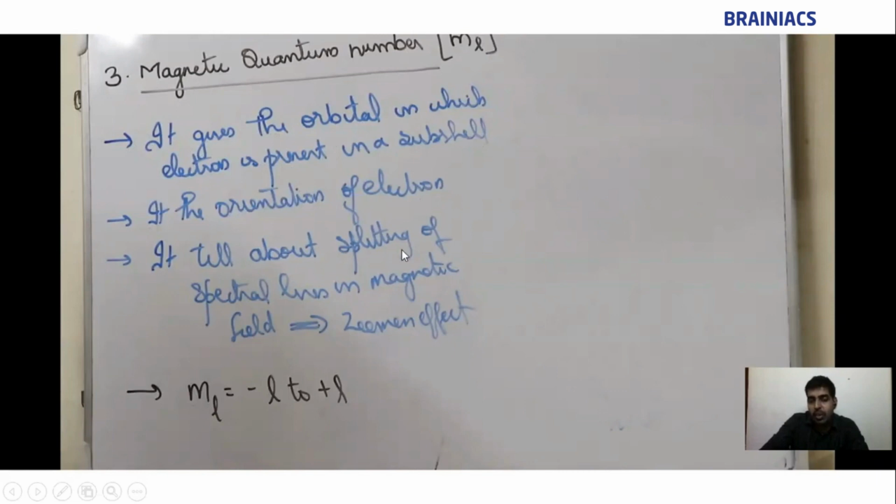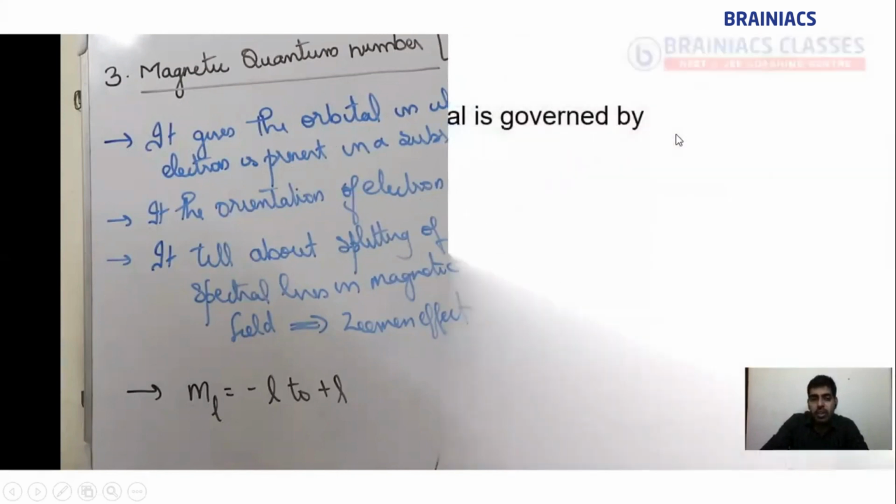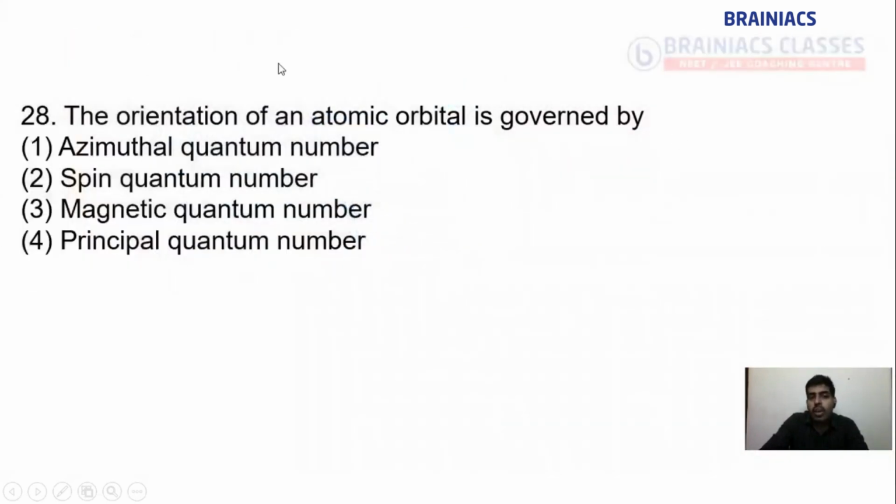It tells about the splitting of spectra in the presence of a magnetic field. The magnetic quantum number gives the orientation of the electron, or rather the orientation of the atomic orbital, which is filled with electrons. So the orientation of the atomic orbital or electron is given by the magnetic quantum number. So the answer is magnetic quantum number.